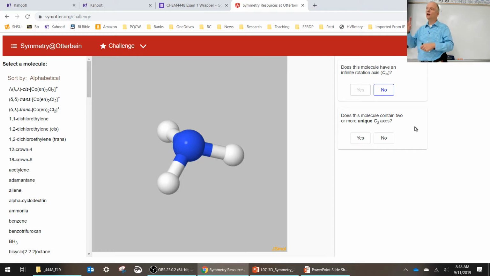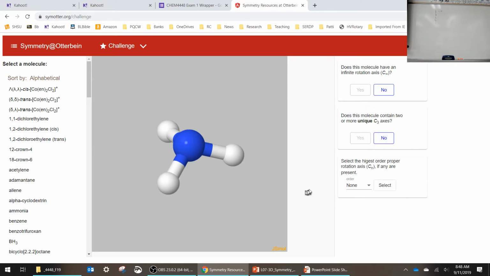Okay, so that's the difference. It has 2 operations of C3, but it's not a different axis. A different axis will point off in a different direction in space. So it does not contain 2 or more unique C3 axes. What molecule would? Something like methane, right? You could look down this carbon-hydrogen and rotate it 3 times, or you could look down a different hydrogen and rotate it 3 times. So methane would be a great example of something that has a bunch of C3 axes, definitely 2 or more. But this one does not, so we would say no.